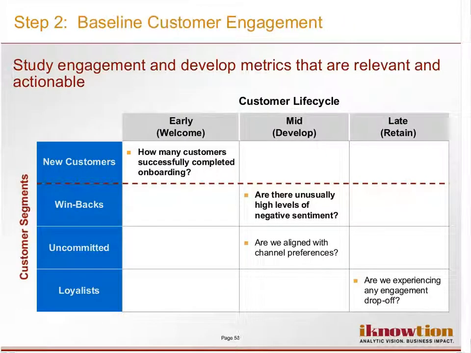So in order to effectively baseline customer engagement in your business, you need to develop engagement metrics that are both relevant and actionable. So, how do you do this? A nice approach is to disaggregate your customers into unique groups using both segmentation and customer lifecycle frameworks. In this simple example, I've divided customers into 4 segments and 3 lifecycle groups.